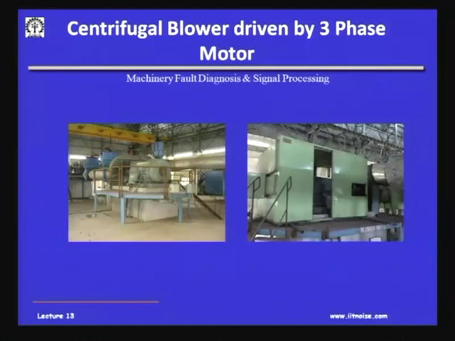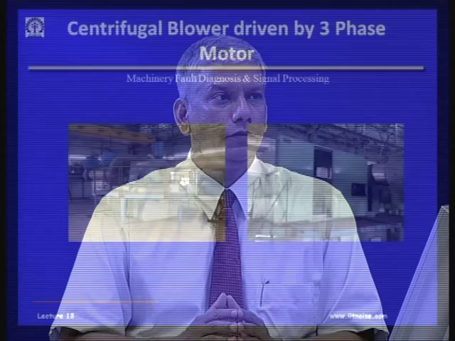Because if you look at the response of a beating signal and a modulated signal, they look very similar in the time domain. But if you look at the frequency contents of these signals, they are quite different. In the amplitude modulated signals, I will see side bands, FC plus minus FM, and also if I am interested to know FM, I can do the signal demodulation or do the envelope analysis.